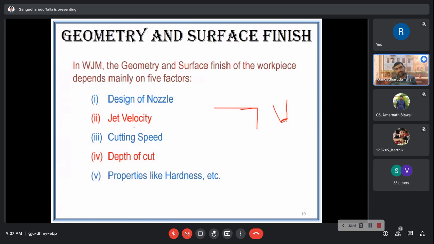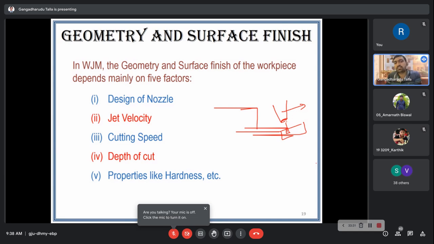Jet velocity, obviously, at how much velocity the jet is coming. So that will also impact our surface finish. Cutting speed, at how much speed the jet is moving during cutting process. Now depth of cut, how much depth the material is being cut. So some of the properties of the workpiece, for example, hardness. If the workpiece is hard, surface finish may not be good, because due to brittle fracture, the material will be removed. So in that case, surface finish will not be good.